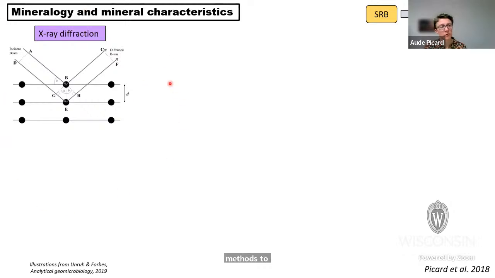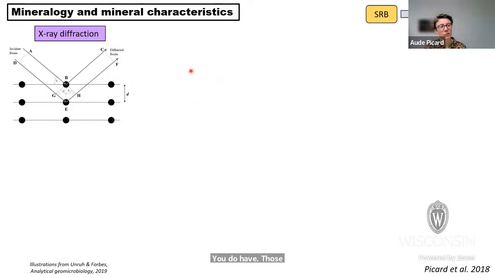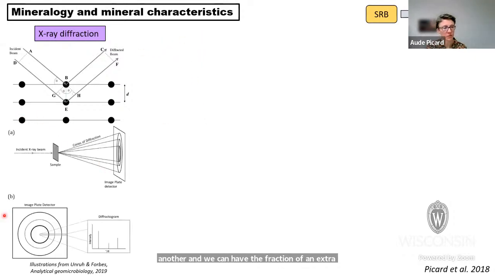If the minerals are crystalline, we have those planes that are parallel to one another, and we can have diffraction of an X-ray beam onto those planes. Depending on the type of detector that we have, we can see that as a 2D pattern, or we can have a typical diffractogram.